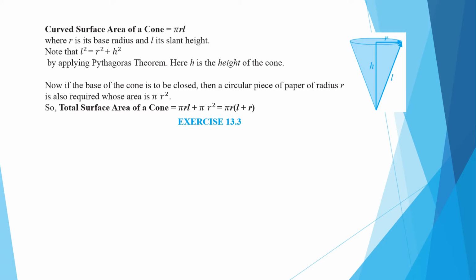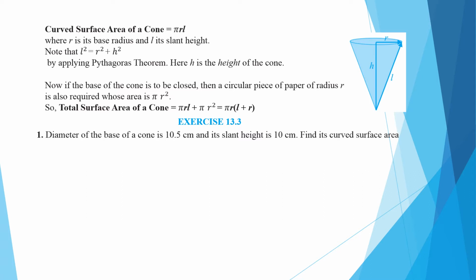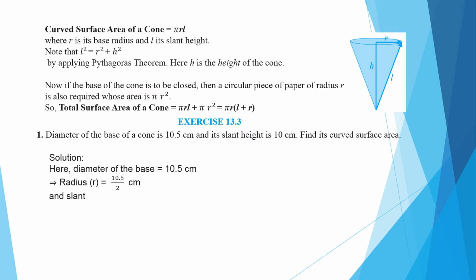Let's begin the exercise. In this first question, the diameter of the base of the cone is 10.5 centimeter. Its slant height is also given, that is 10 centimeter. Find its curved surface area. Let's begin the solution. Here the diameter is 10.5, so the radius will be half of 10.5, that is 10.5 divided by 2 centimeter. The slant height is given, that is 10 centimeter.